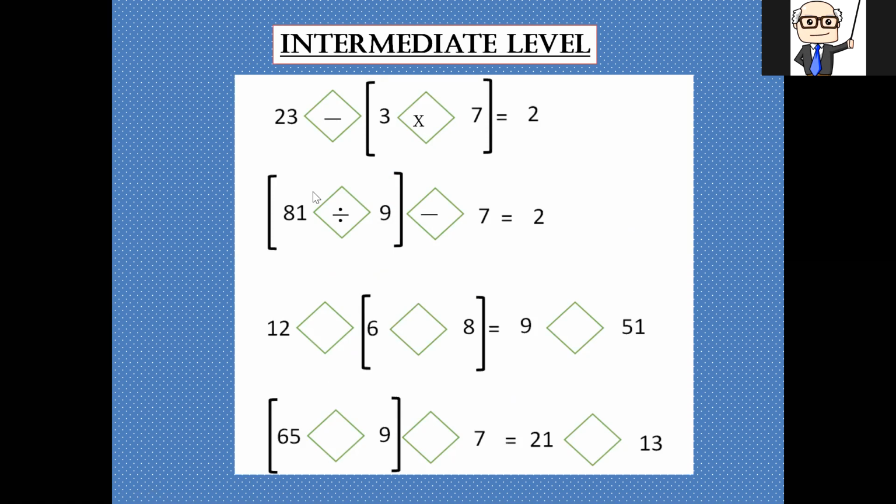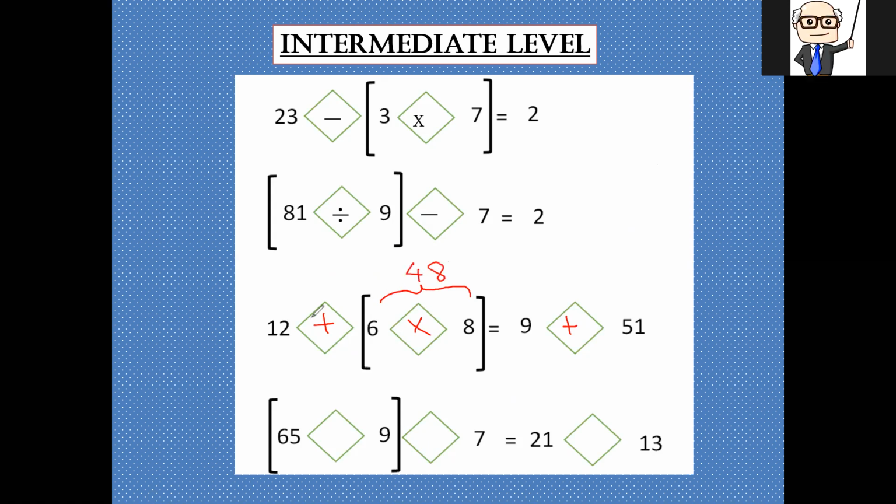Okay, we have Kaining. Kaining, can you tell me what were the signs that you put into the boxes? 12 plus 6 times 8 equals 9 plus 51. Okay, so which one am I supposed to do first? Which is the first step? The middle. Which is what times what? 6 times 8. What is 6 times 8? 48.